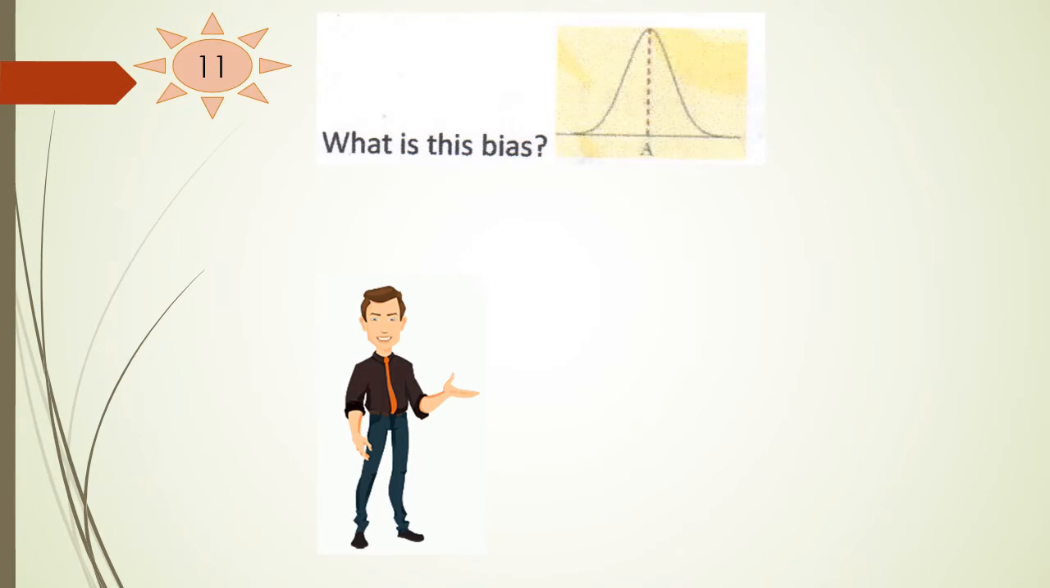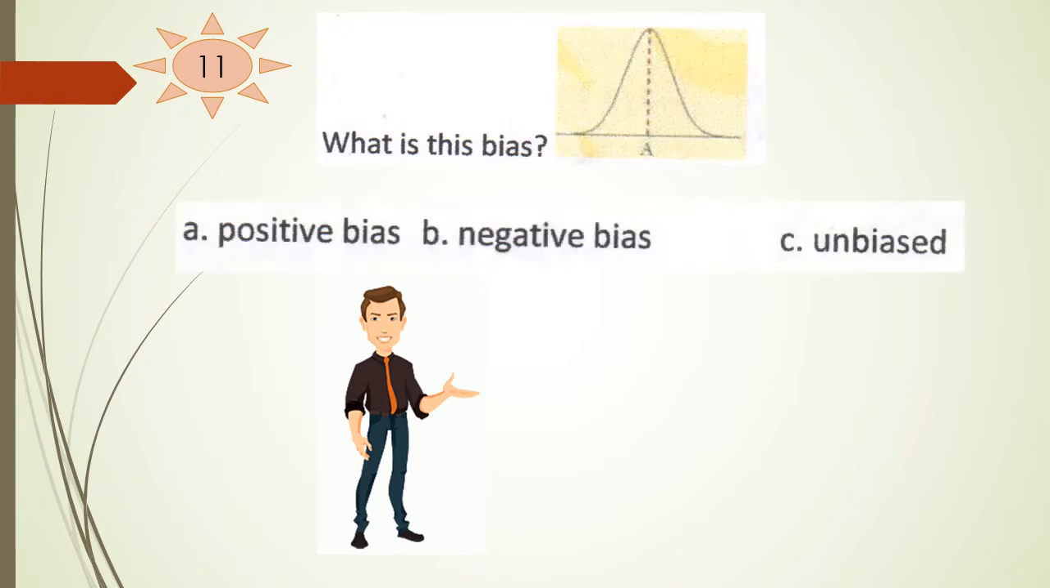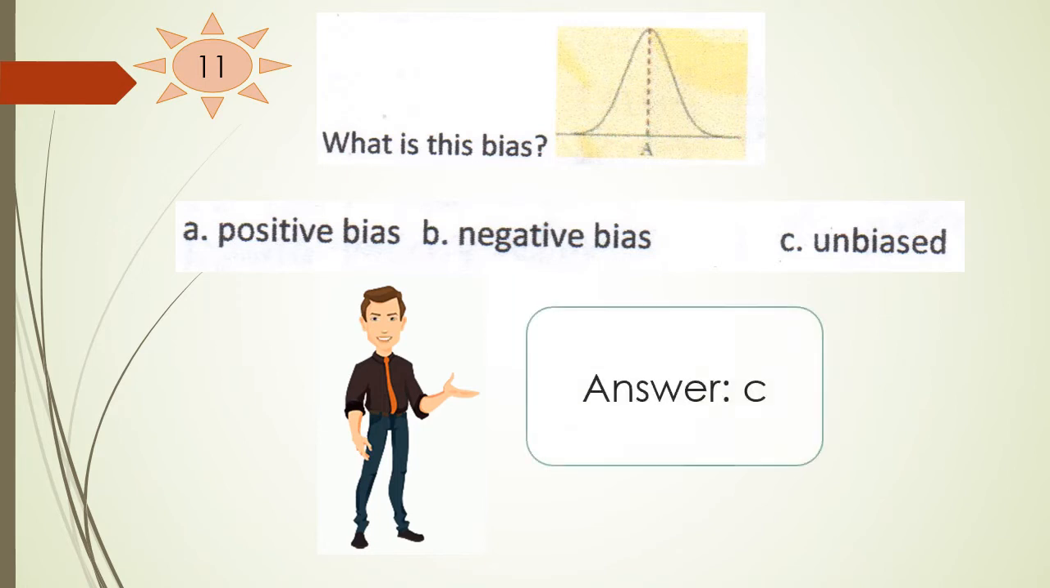Number 11. What is this bias? A. Positive bias. B. Negative bias. Or C. Unbiased. The answer is letter C. Unbiased.